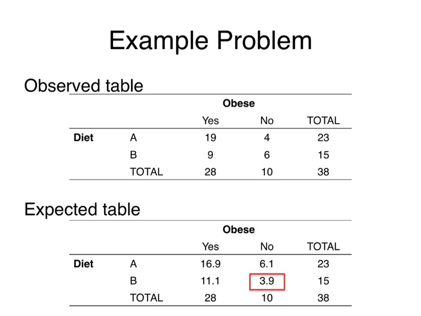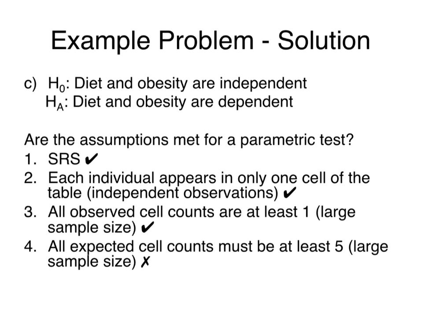Remember that to obtain the expected cell values, we multiply the row total times the column total and divide this by the overall total. We can see that for one of our cells, 15 times 10 divided by 38 is approximately 4. So since this is less than 5, we don't meet this assumption. So because our assumptions aren't met, we can't conduct a chi-square test and must instead conduct the Fisher's exact test, which is the non-parametric alternative.